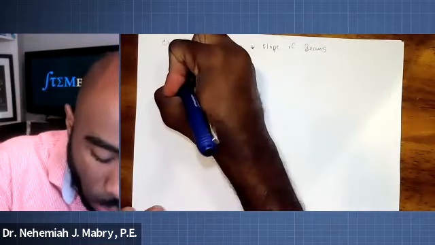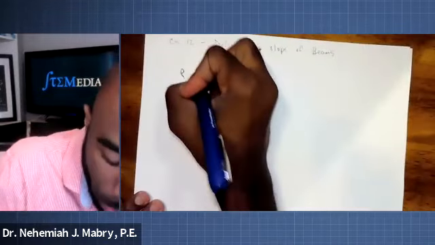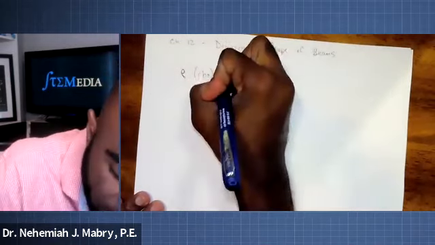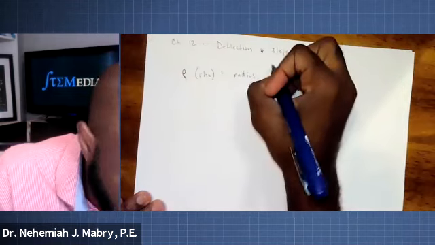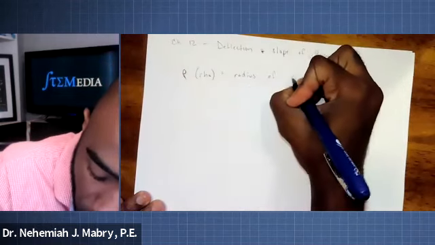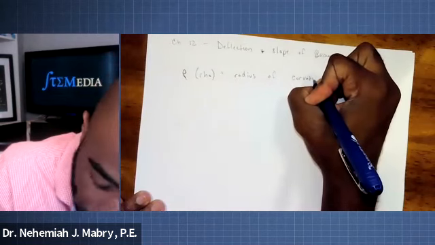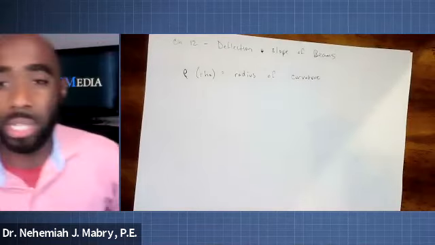And I'm going to start really quick with this concept known as rho, this Greek letter rho. What rho represents is the radius of curvature. Make sure I spell that, curvature, the radius of curvature, right? Rho is the radius of curvature.